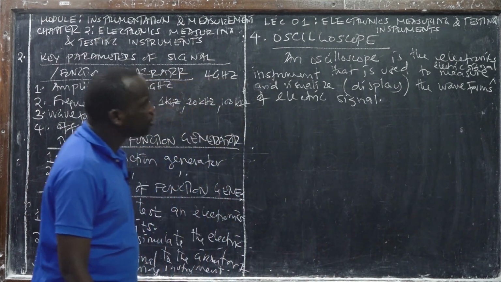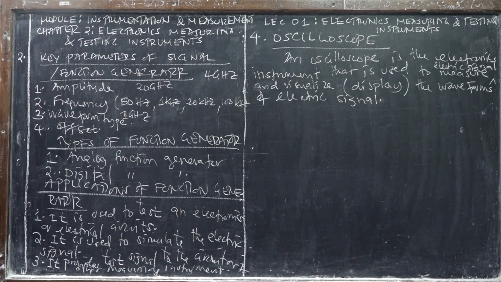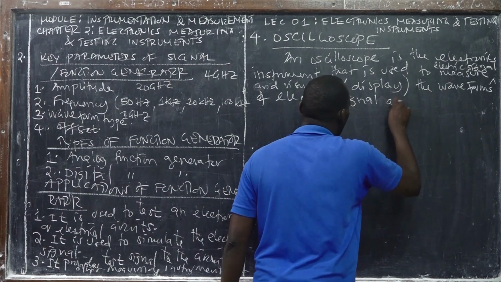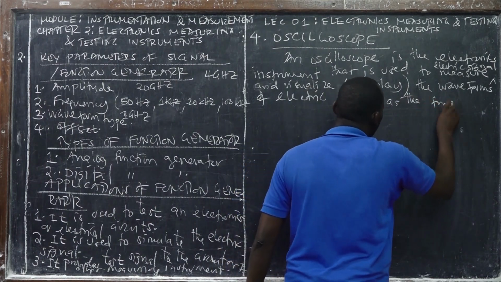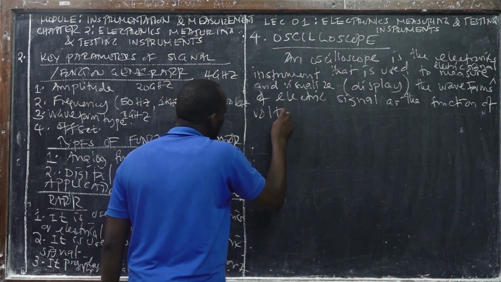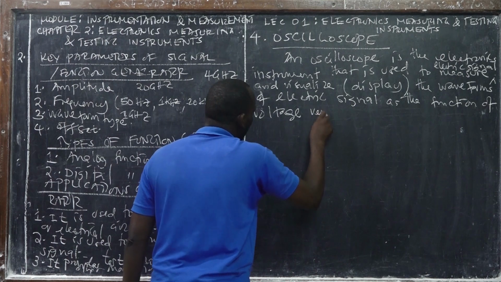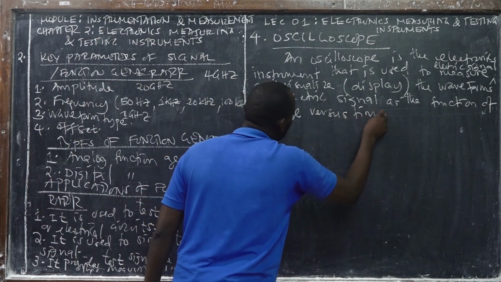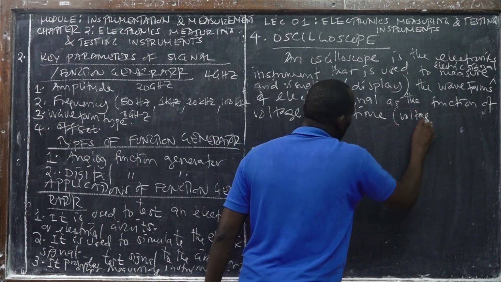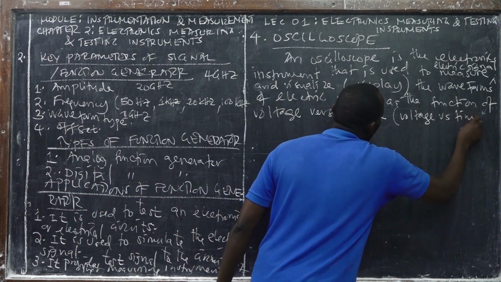So an oscilloscope, simply, is the electronics instrument that is used to measure electric signals and visualize or display the waveform of an electric signal as a function of voltage versus time.